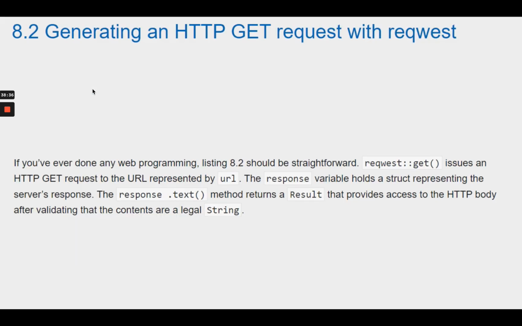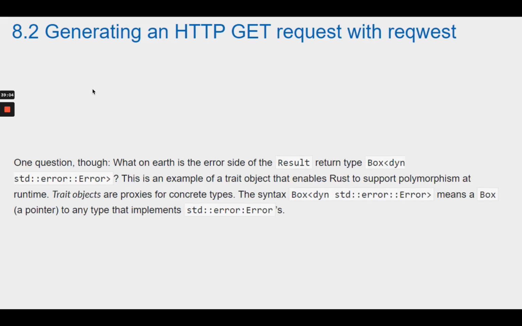If you've ever done any web programming, listing 8.2 should be straightforward. request::get issues an HTTP GET request to the URL represented by url. The response variable holds a struct representing the server's response. The response.text method returns a result that provides access to the HTTP body after validating that the contents are a legal string. One question though, what on earth is the error side of the result return type, Box<dyn std::error::Error>?